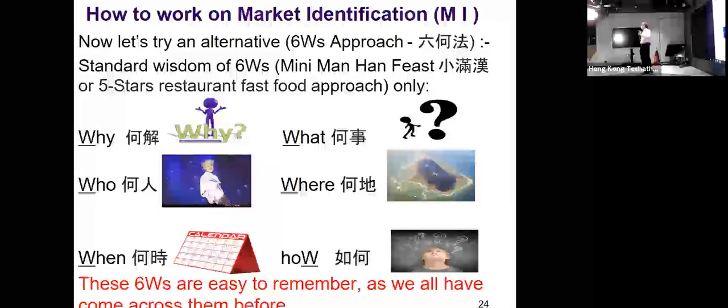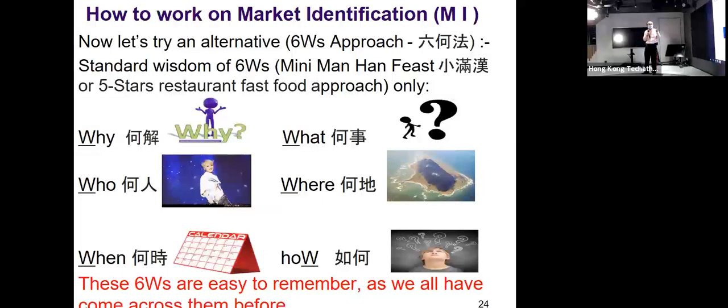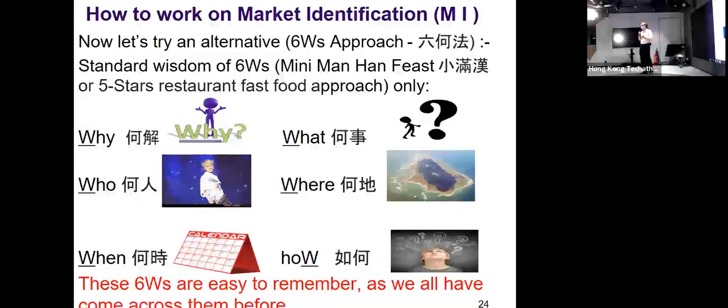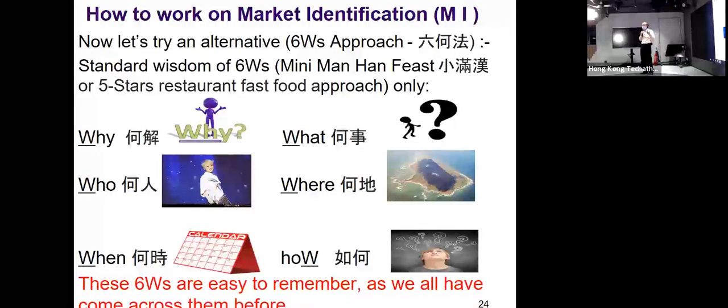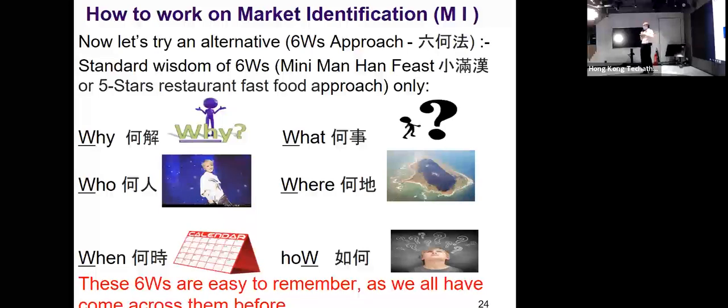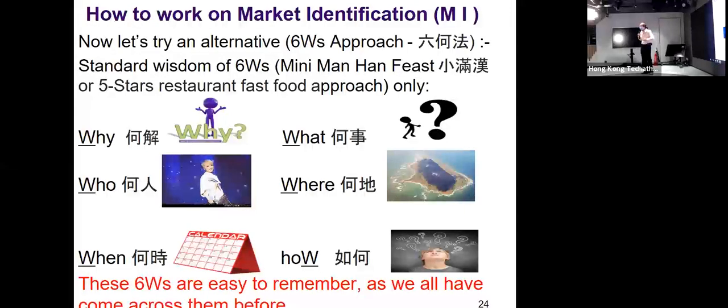Now, take up your approach. What I call, if I want to be modest, is a fine-style restaurant fast food. It's quick. It's basically doing about the same thing as the two books, but with a different approach. I think it is easy to remember because of the 6W: why, what, who, where, when, and how. You have all heard about it. So it's simple to remember and easy to come back to the product to go through the process.